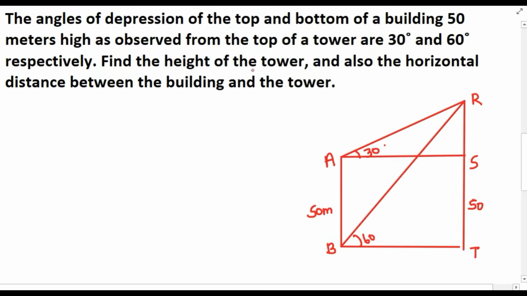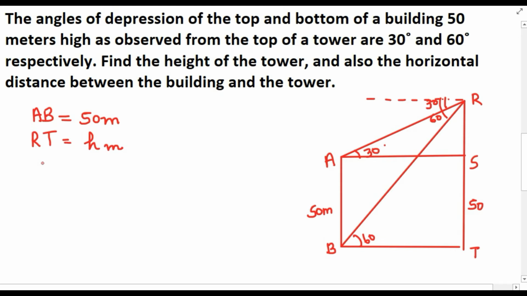Next question, the angle of depression of top and bottom of a building 50 meter high as observed from the top of a tower are 30 and 60 respectively. So it is angle of depression. This will be 30 and the other angle will be 60. And the height of the building they have given as 50 meter. So AB is the building, height of the building is 50 meter. Again we need to find the height of the tower. I don't know the height of the tower. Height of the tower we can take as h meter.